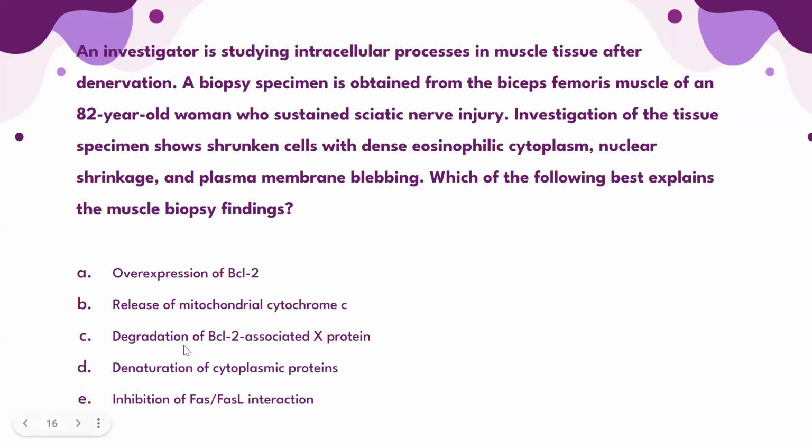Okay, next question. An investigator is studying intracellular processes in muscle tissue after denervation. A biopsy specimen is obtained from the biceps femoris muscle of an 82-year-old woman who has sustained sciatic nerve injury. Investigation of the tissue specimen shows shrunken cells with dense eosinophilic cytoplasm, nuclear shrinkage, and plasma membrane blebbing. Which of the following best explains the muscle biopsy findings?